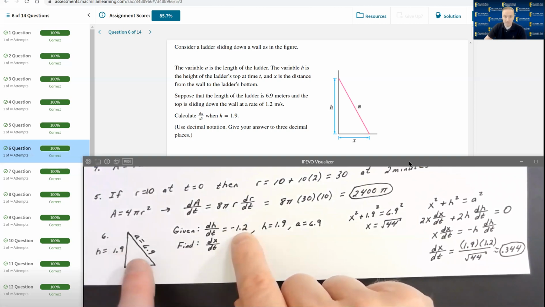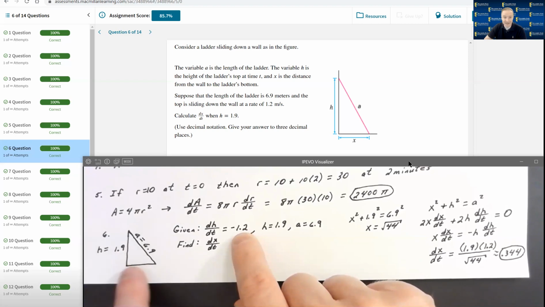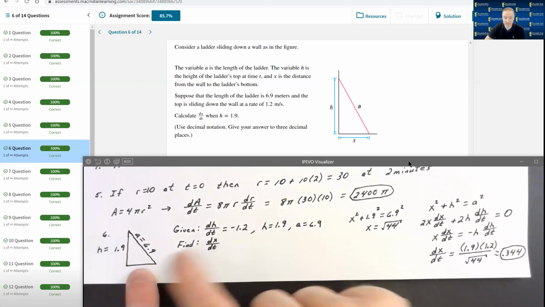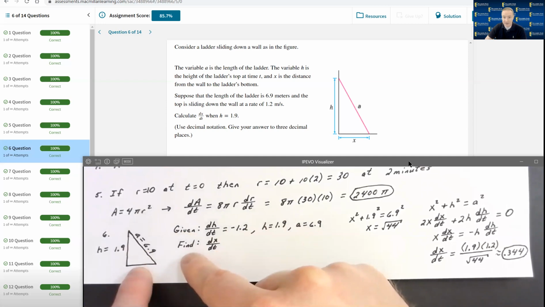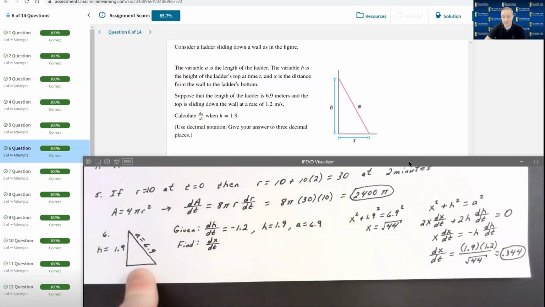So now my goal is to calculate dx/dt. That's going to be how fast this base is moving away from the wall. And I already know dx/dt is positive. As the ladder falls down the wall, its base is going to move away and increase in length. So the first thing I did here was find the length of x. I'll have to know that.